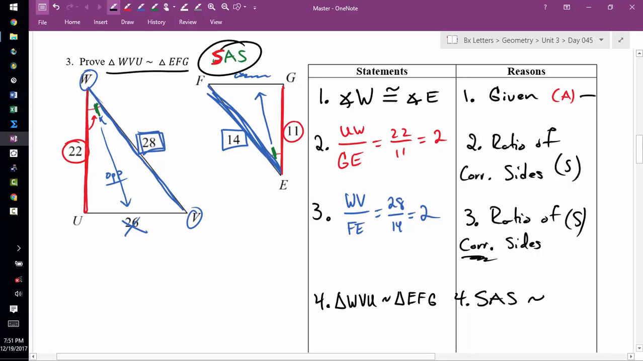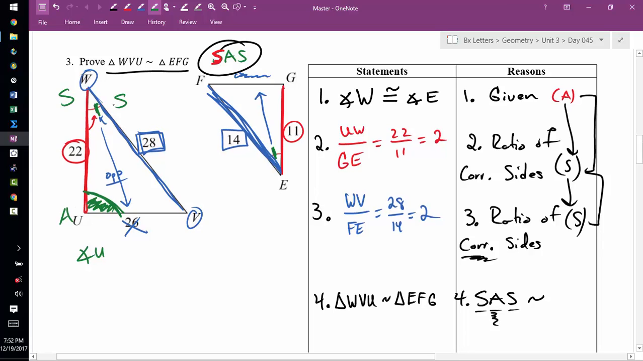Also, one fun fact: this is not the angle side side postulate. Don't be an ass. Don't call this the ass postulate. This is side angle side, and that's relevant because that angle needs to go in between our sides. The ass postulate would be something like this. If you used this angle, like angle U, that would be A, S, S.